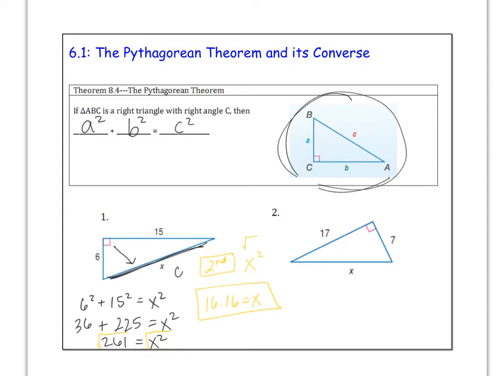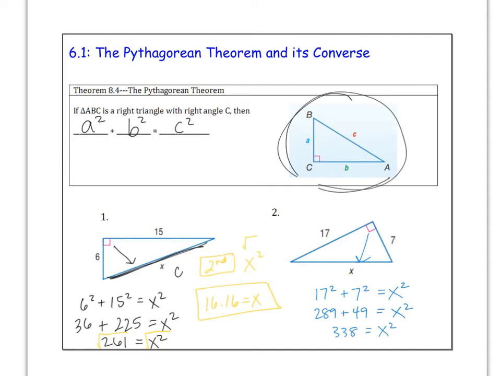All right, on your own, try number 2. Pause the video and then unpause it when you're done. 17 squared plus 7 squared equals x squared. Again, across from the 90 is your x, so that has to go in that c spot. 17 squared is 289, 7 squared is 49. Add those together. 289 plus 49 is 338.